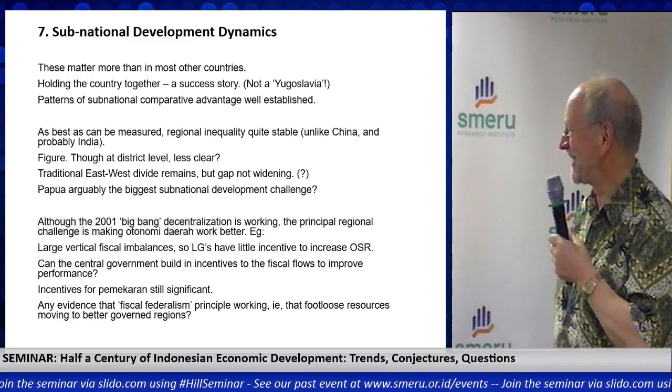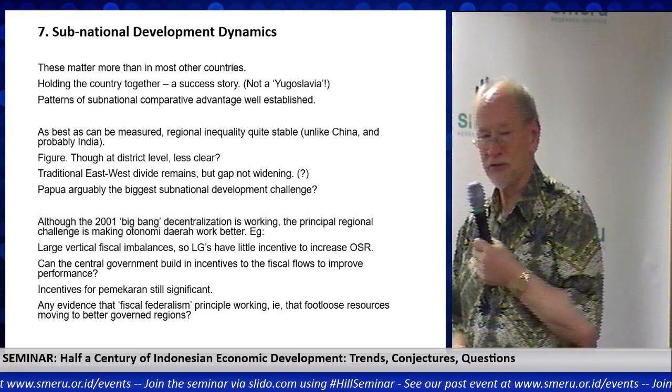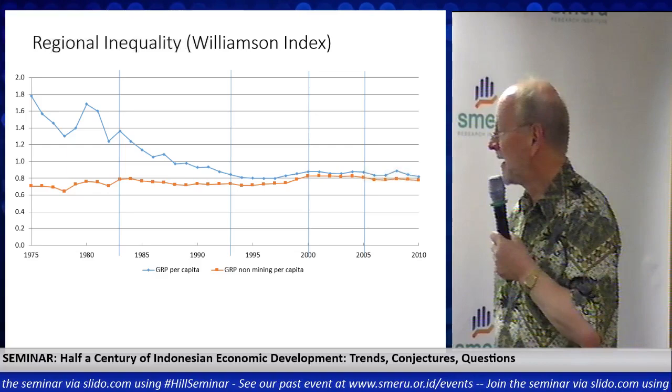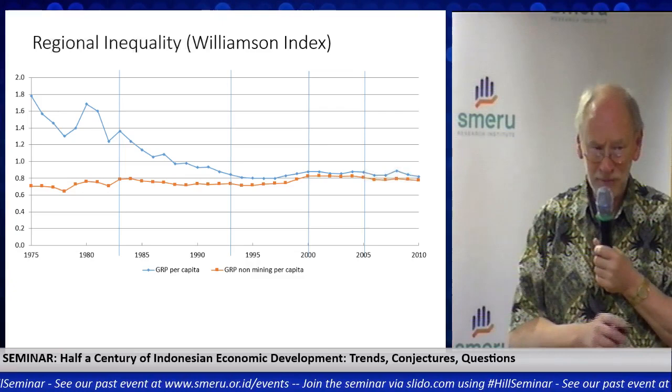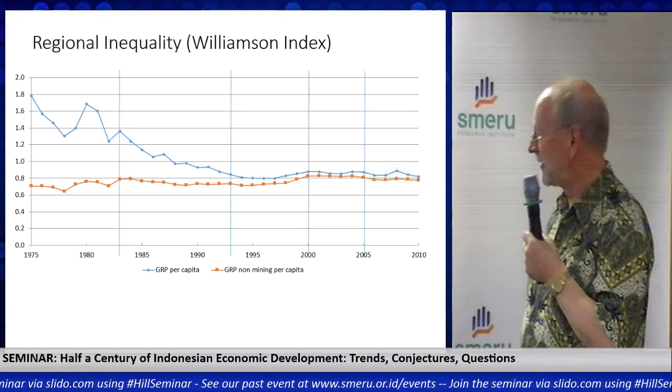So holding together. In a way, I'm looking at the economy, but it's the politics, which in some ways is really more important. As far as we can tell, it's difficult to estimate across countries, but inter-regional inequality has been quite stable in Indonesia since we've been able to measure the regional accounts. Remember, beginning in the 1970s, people like Hendra Esmara used to measure it. And the orange line, which is the relevant indicator, is pretty stable.